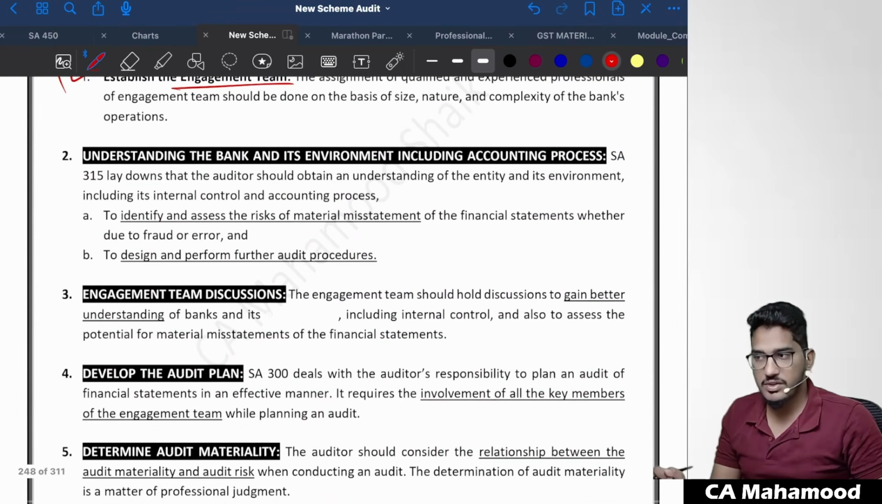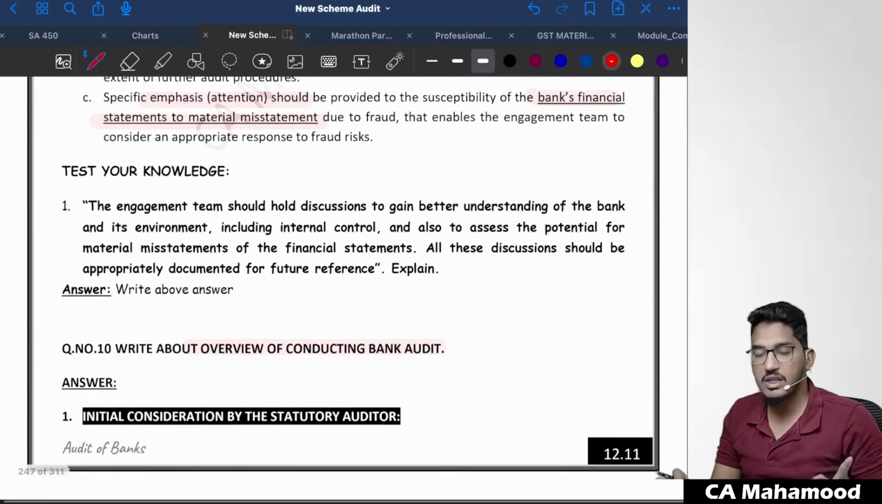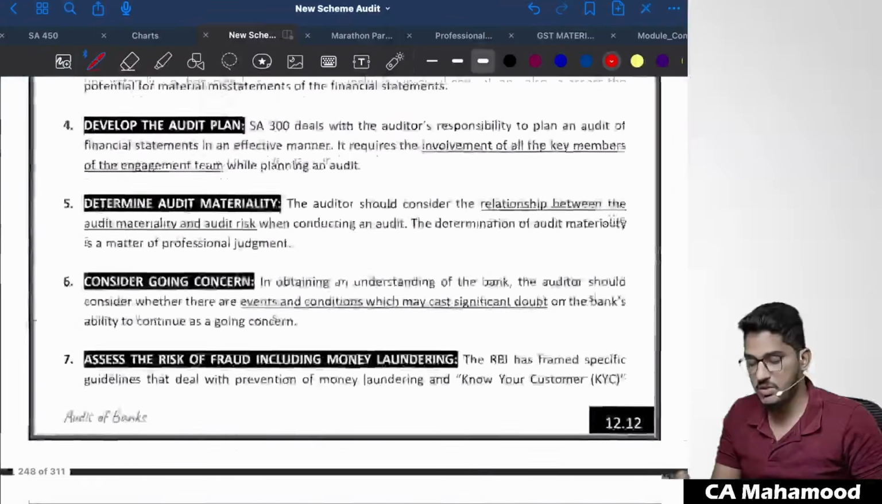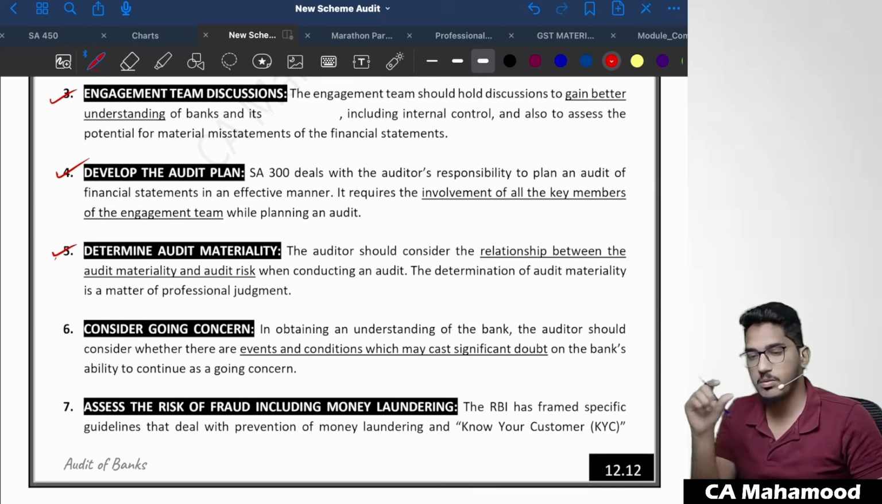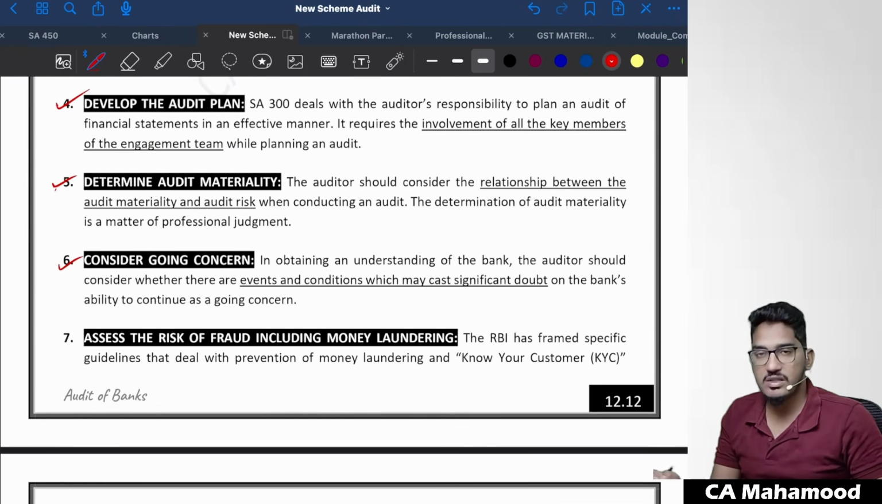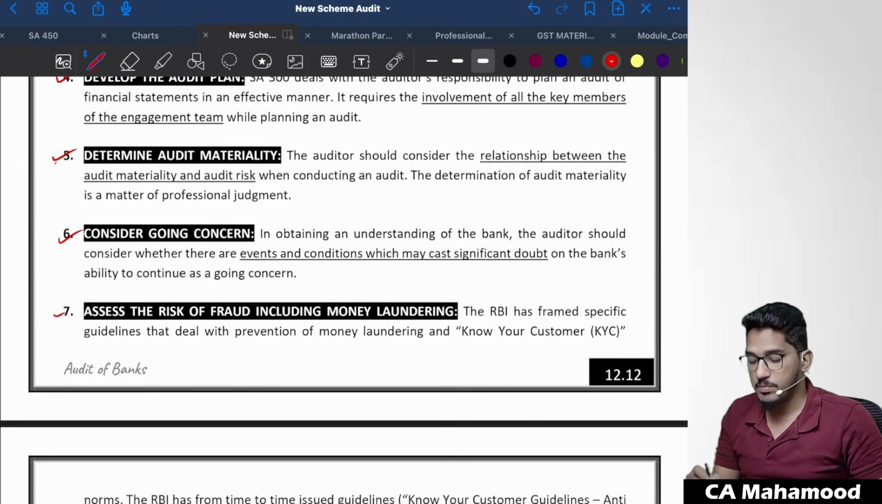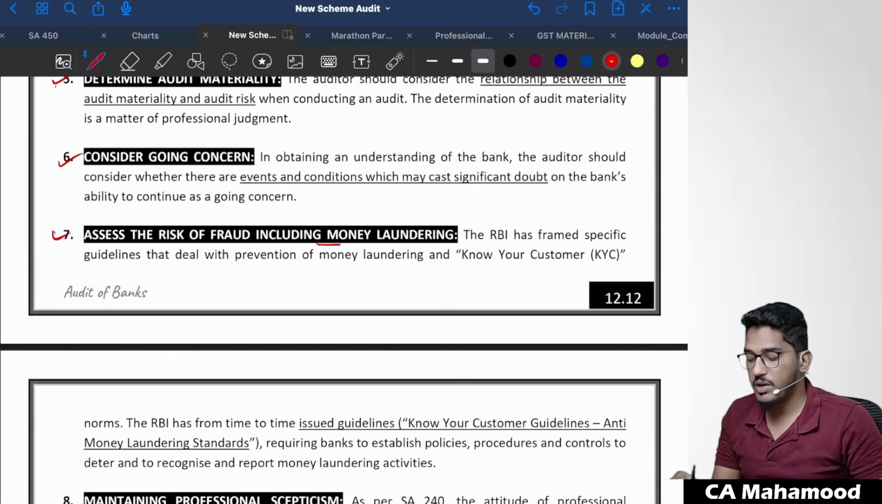Then after you are done with all these initial considerations, the first procedure which we will perform will be what? Risk assessment procedure. In risk assessment procedures, we will get to understand the entity, its environment, including internal controls. We do that here even in the case of a bank. Then we will have the engagement team discussion. Just now we have seen in the previous question that engagement team discussions will take place. Then you will work on designing the audit plan, audit strategy, and also you will determine materiality. What is material, what is not material as per SA 320, determine the materiality levels, consider whether going concern is appropriate for the bank, and also particularly determine the risk of fraud, including money laundering. So you have to particularly see this in the case of a bank.